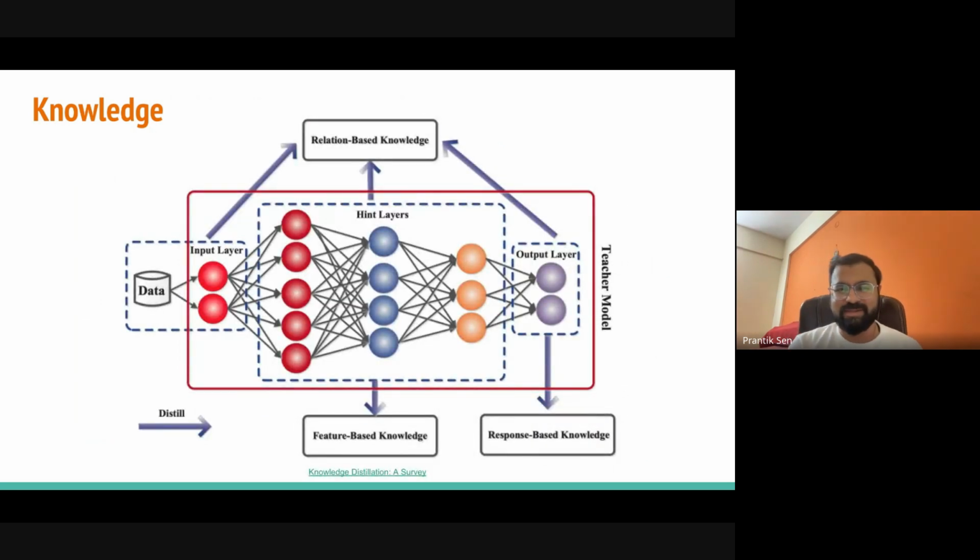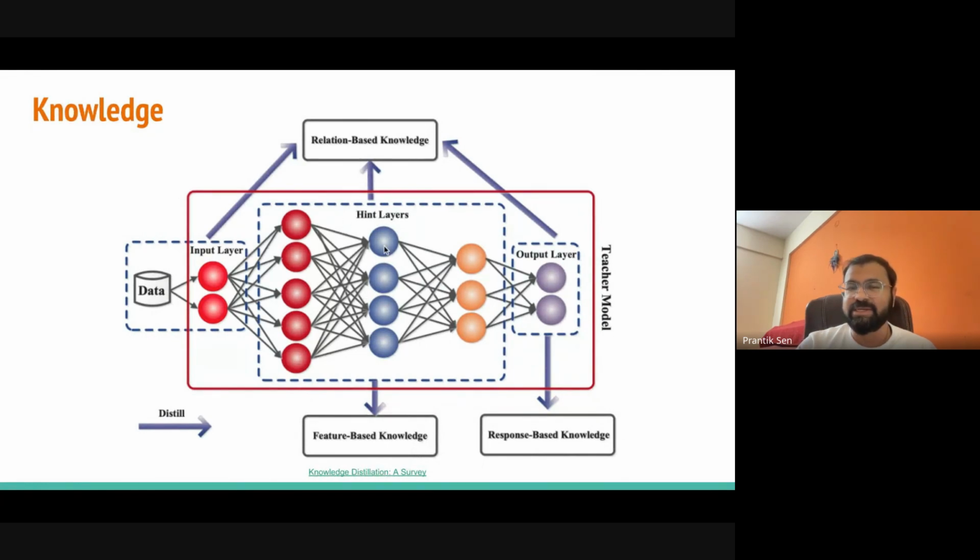Now, again, we spoke about knowledge. This is a teacher network, and these are how the knowledge is extracted. If we talk about response-based knowledge, you pass the data to the input layer of the teacher and you get some output. That is the response of the teacher given some input X. If that knowledge is transferred to the student, we call it response-based knowledge transfer. Feature-based knowledge are the activations from the intermediate layers.